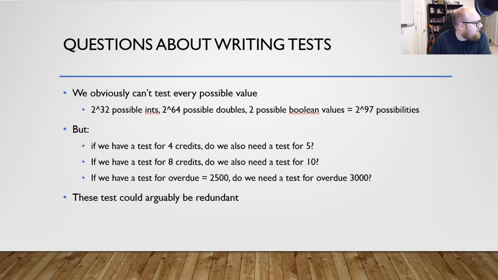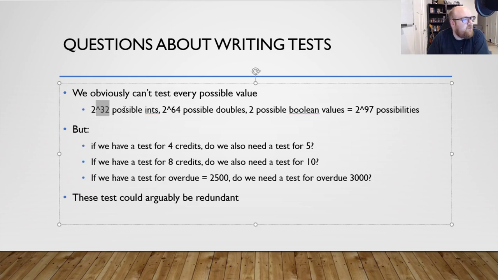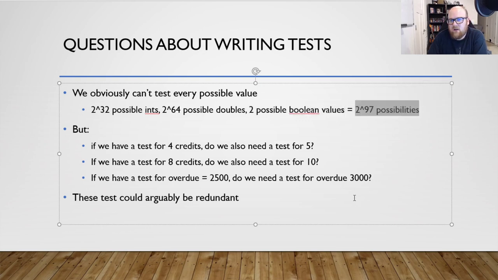So, something to take in mind. Were these Java variables, you could calculate how many tests would be exhaustive. Were these Java ints and int for the number of courses, a double for the overdue, and a boolean for exempt. Well, that would be 2 to the 32 possible ints, 2 to the 64 possible doubles, 2 possible boolean values. That's 2 to the 97 possible tests you could write, which is a really, really, really big number.